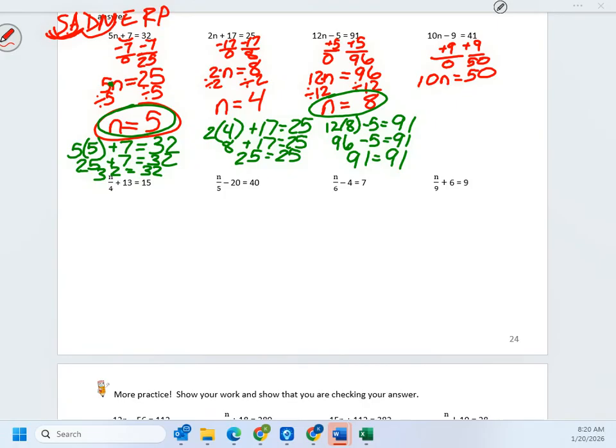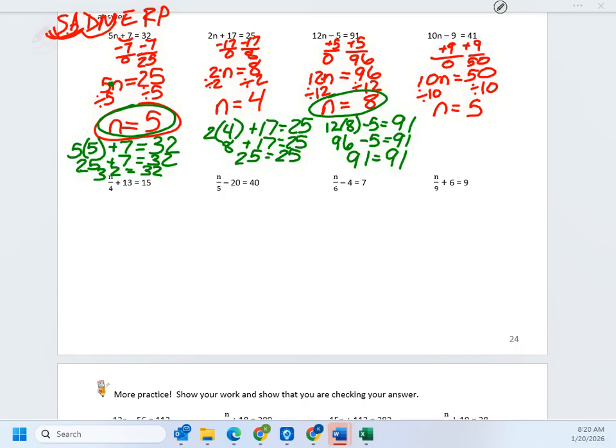Joy. Multiplying. We know there's the invisible math of multiplying. What's the opposite of multiplying? Audrey? Dividing. So I need to divide both sides by 10. 10 divided by 10 is 1. 50 divided by 10 is 5.